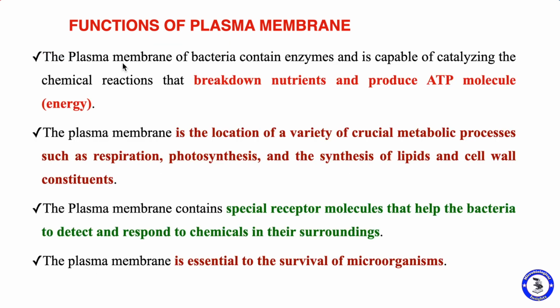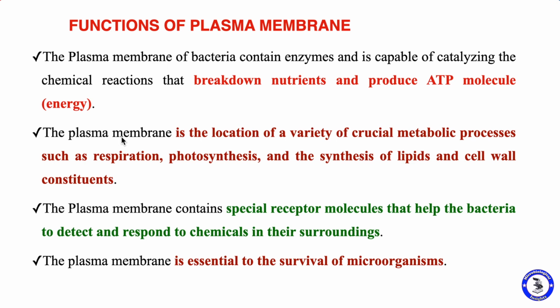The plasma membrane of bacteria contains many enzymes. So what is the role of the enzymes? The enzymes catalyze particular reactions. They catalyze the breakdown of nutrients. During the breakdown of nutrients, some energy molecules are released. What are the energy molecules? ATP. So this energy molecule is released during the breakdown of nutrients. This is another important function of the plasma membrane.